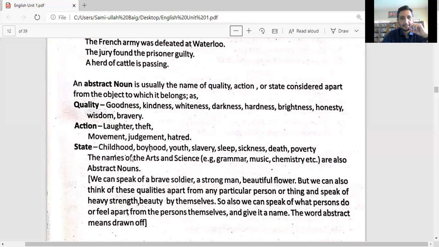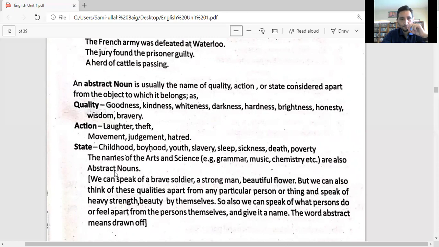Then a state. A state means a halat. So childhood, boyhood, youth, slavery, sleep, sickness, death, poverty. These are states of being. So childhood is a time in one's life, boyhood as well, youth, slavery is also a state, sleep is also a state in which we fall at night. Similarly, sickness, death, poverty are all states of being.